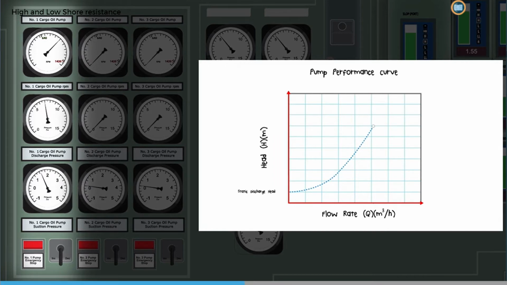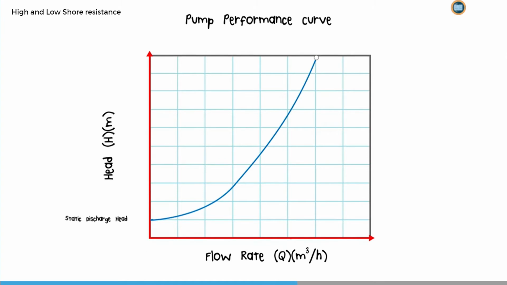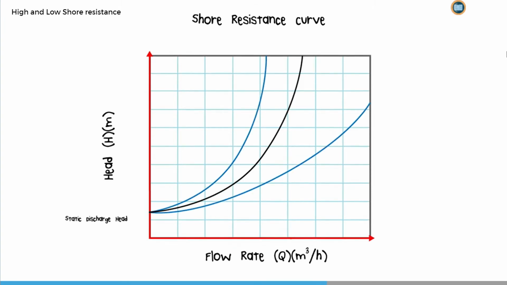As the pump rotational speed increases, the head increases above the static discharge head and changes in proportion to the square of the flow rate developed. This can be shown as a curve on the HQ graph axis, and we call this a shore resistance curve. In fact, there is a wide range of shore resistance curves covering the different pipeline configurations at terminals.